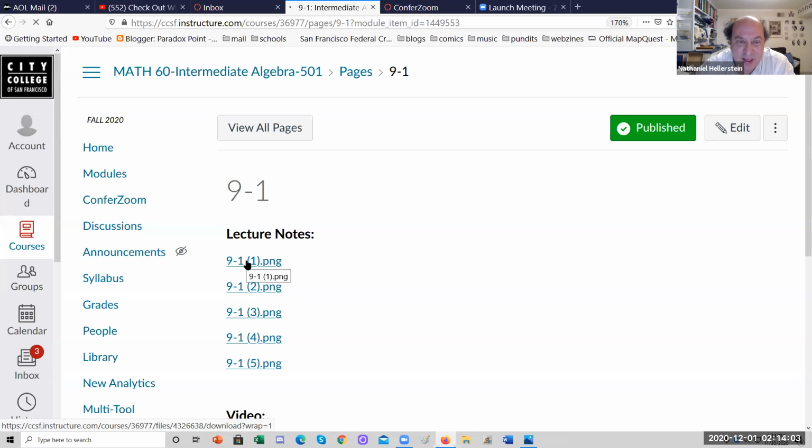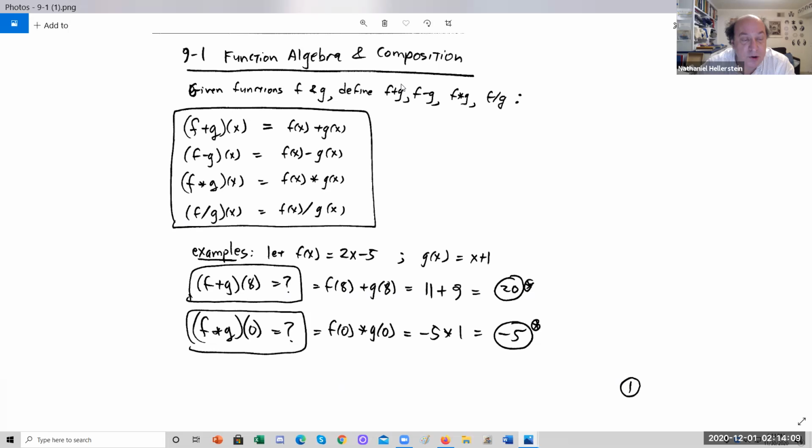Okay. So today we're going to be doing algebra of functions and composition. 9.2 will be about inverse functions, and 9.3 will be about the exponential. Now, we start with functions f and g, and we can find their sum, their difference, their product, and their ratio. Functions are defined by how they operate on numbers. So f plus g on x is f of x plus g of x. Similarly, f minus g applied to x is f of x minus g of x, f times g of x is f of x times g of x, and f over g of x is f of x divided by g of x.